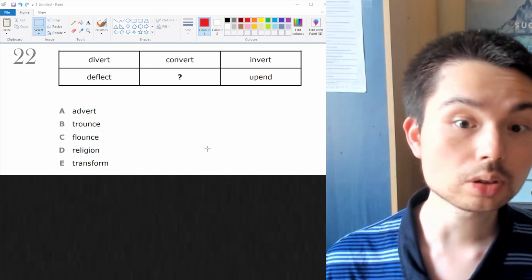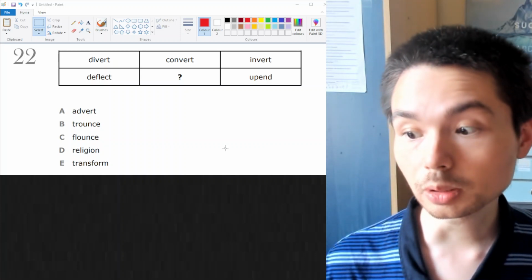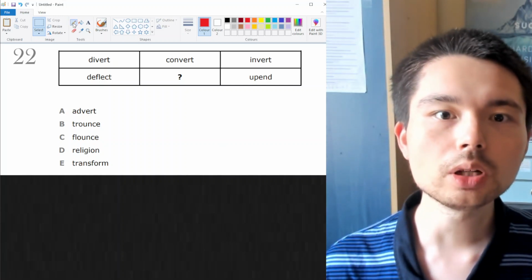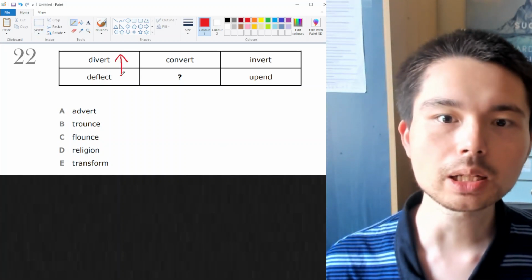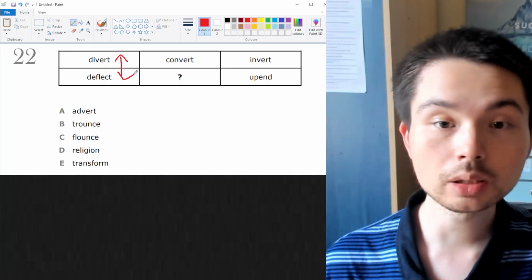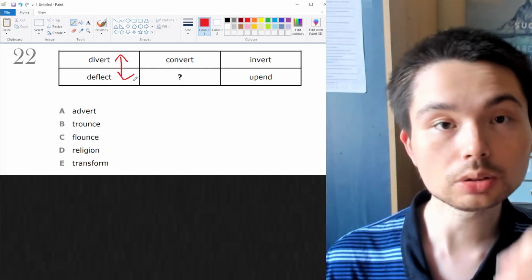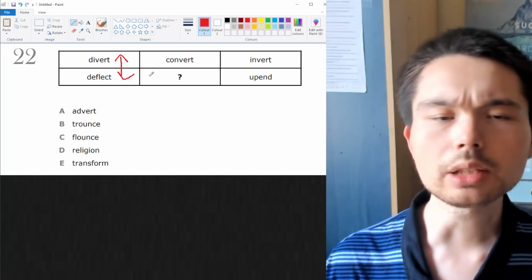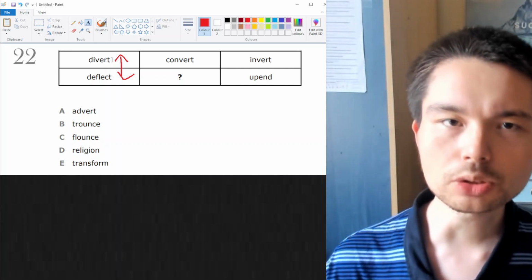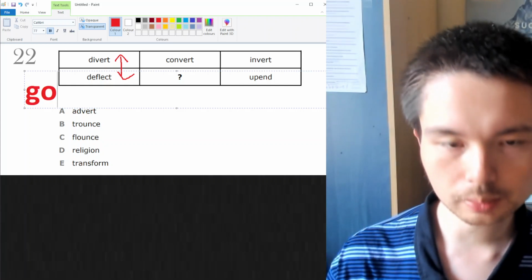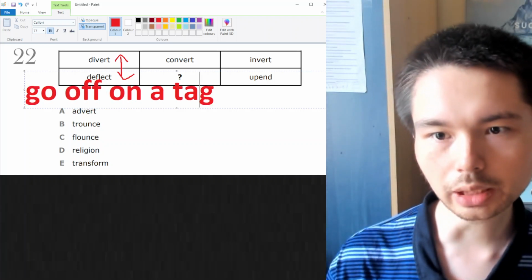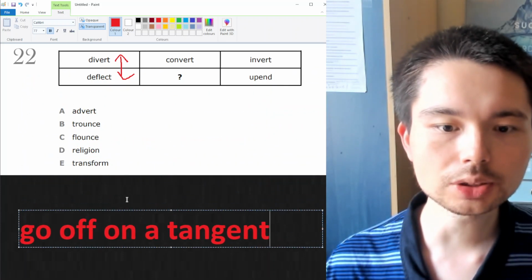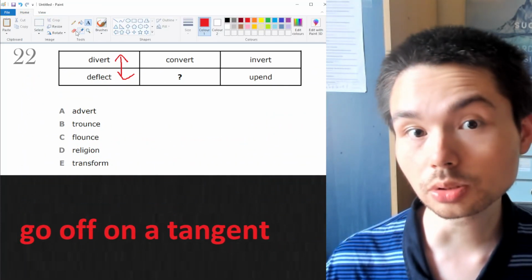Question 22. It's only 2 more questions after this. We're done. I'm going to make this short. We're 3 minutes in. Good. We're almost done. Divert and deflect. They're the same meaning. To divert your attention, you might be going to a different direction. You're deflecting. You might be talking about something else. A fancy word would be, let's say you're meant to be talking about a topic and then you go off on a tangent. Just write this phrase if it's new for you. To go off on a tangent, you're not really focusing when you're talking to someone.